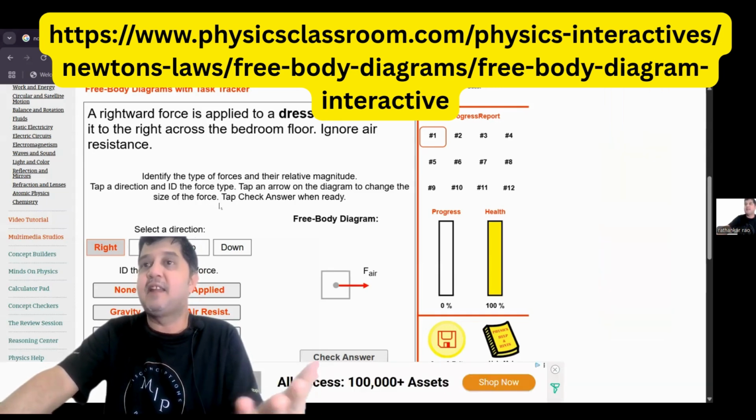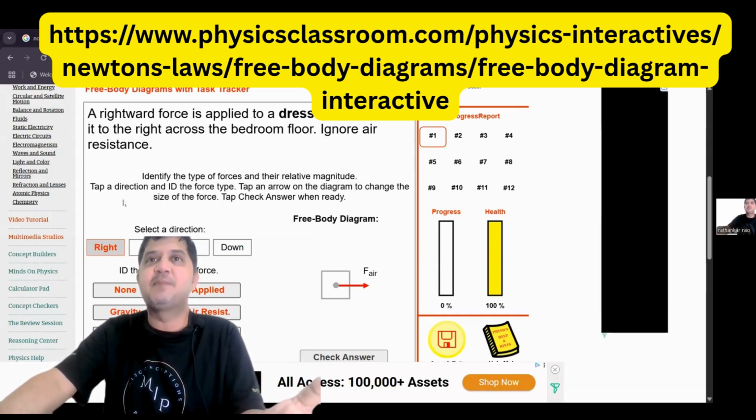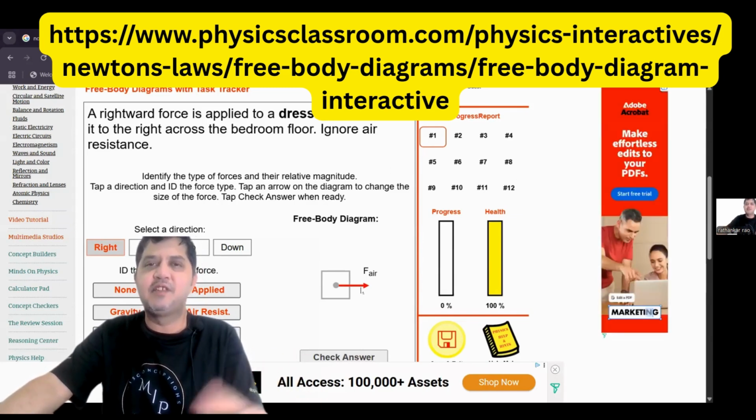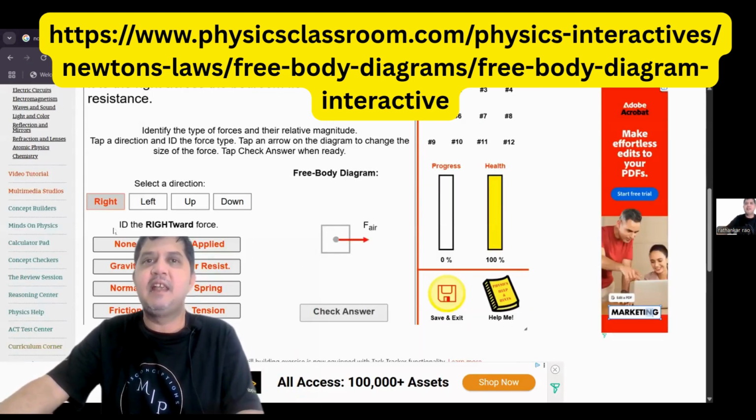Like for example, in graphs also we have the same thing, right? So this particular site gives you quizzes in this way. You can also use this one here. So you can say, is the right selected direction right? Okay, and then you can say F applied. Which is the right answer? You can click on this, tap an arrow on the diagram to change the size of the force. Tap check answer when ready.